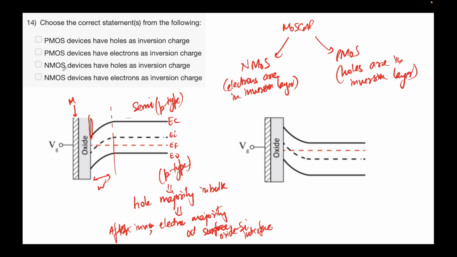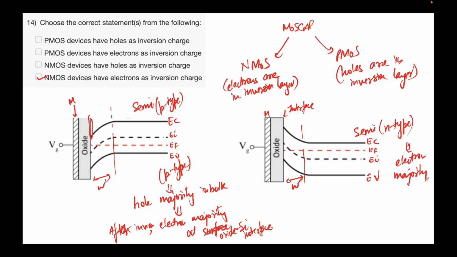Okay, so we see NMOS devices have electrons as inversion charge. This is correct. Similarly, you see this again, this is your metal oxide, this is the oxide semiconductor interface, and this is the semiconductor, and you have this depletion width W over here. Again, EC, EF, EI, and EV. We see EF is closer to EC. This means this is an N-type semiconductor in the bulk. This means electron majority in bulk.